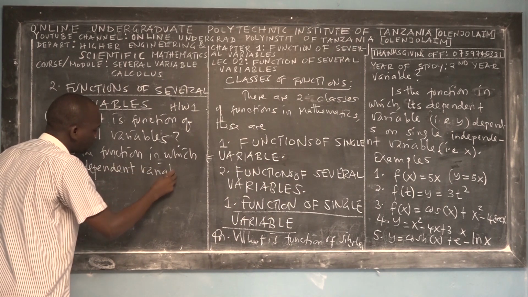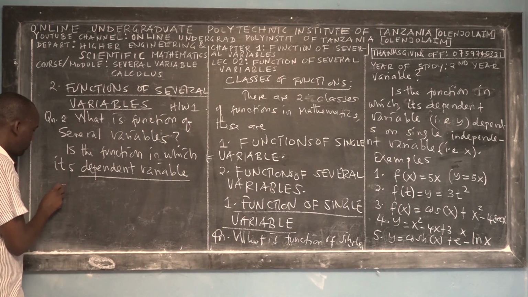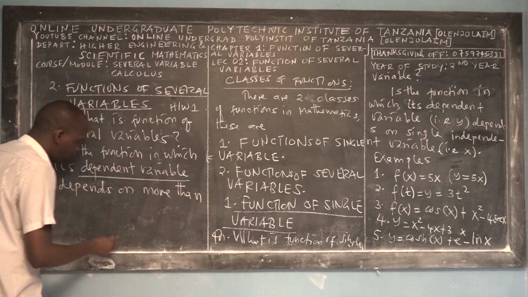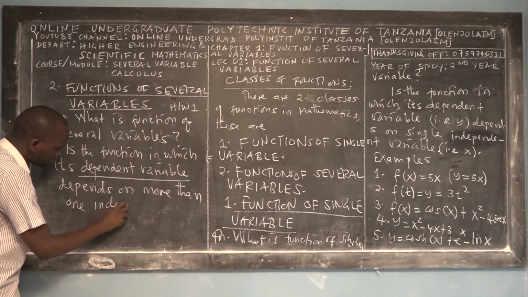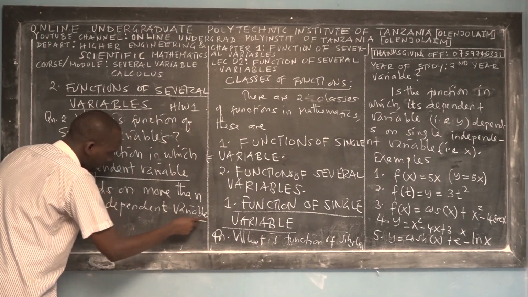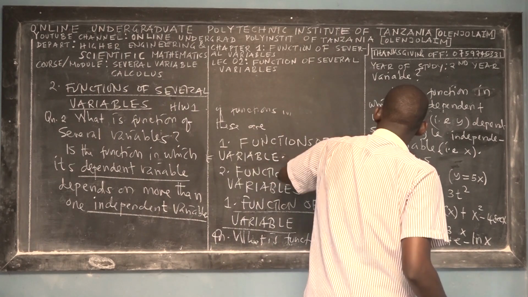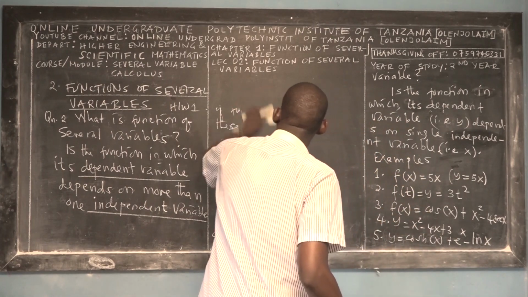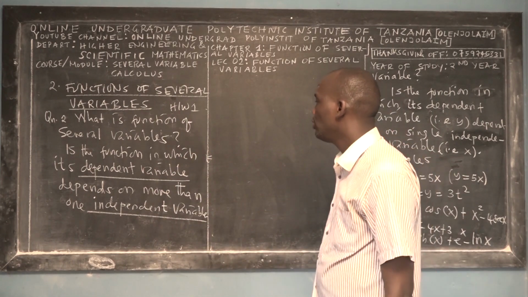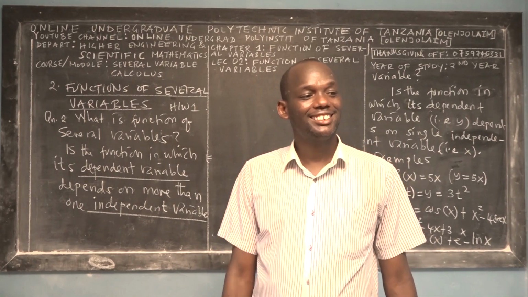in which its dependent variable, which is single, depends on more than one independent variable. So function of several variables is a function in which its dependent variable depends on more than one independent variable. Right? So that's the meaning of this.